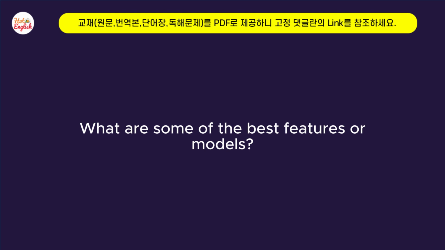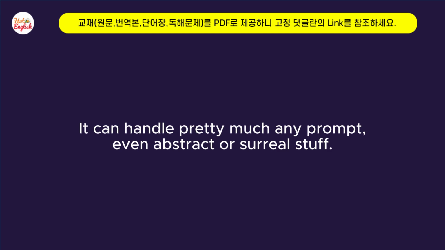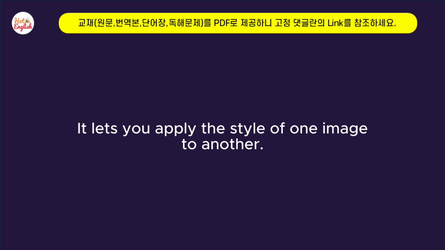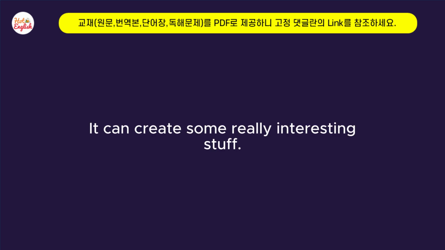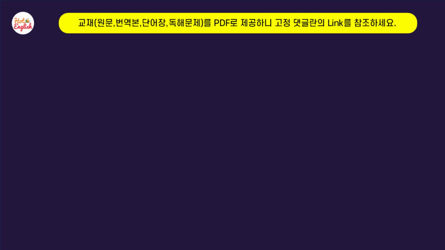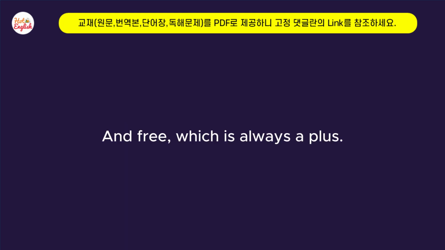What are some of the best features or models? Their text-to-image model is really impressive. It can handle pretty much any prompt, even abstract or surreal stuff, and their style transfer model is similar to Deep Dream's Deep Style. Lets you apply the style of one image to another. Can create some really interesting stuff. So Deep AI is a good choice for trying different styles and techniques. And no hassle. It's a great place for creative exploration. And free, which is always a plus.